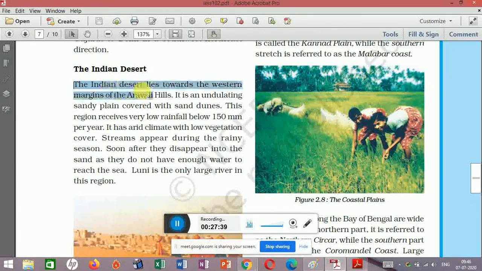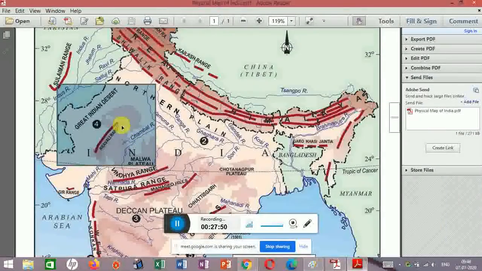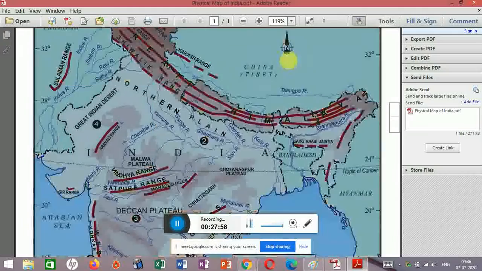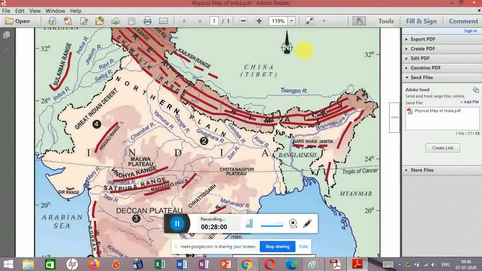The Indian desert lies towards the western margins of the Aravalli Hills. That means the Indian desert lies west of the Aravalli Hills. Just see here, we have the Aravalli range, and the Indian desert lies west of Aravalli. See, north, south, then here lies east, and this is west. So this Indian desert is here.